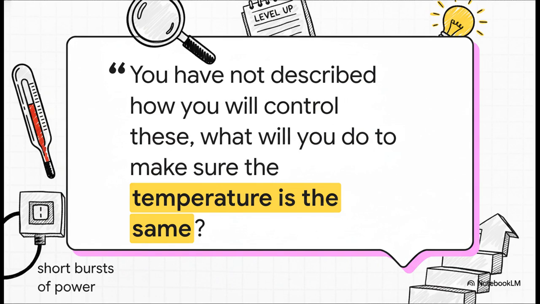What will you do? That simple question is the key. The student needed to add the specific actions, like, I will use a thermometer, and I will only keep the power on for 10 seconds at a time to prevent heating. See? That detail is what turns an outline into a top-level explanation.